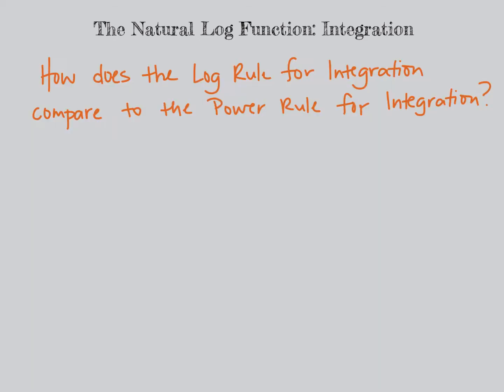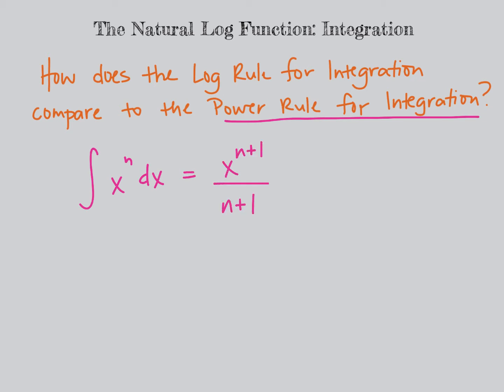We previously studied the power rule for integration, and we saw that if we were taking the integral of x to the n dx, it would give us x to the n plus 1 divided by n plus 1, or 1 over n plus 1 out in front, and of course plus c. Now this rule did not work when n was negative 1, and that is because x to the negative 1 is the same as 1 over x. That is the log rule for integration. So the log rule is what happens when n is negative 1.